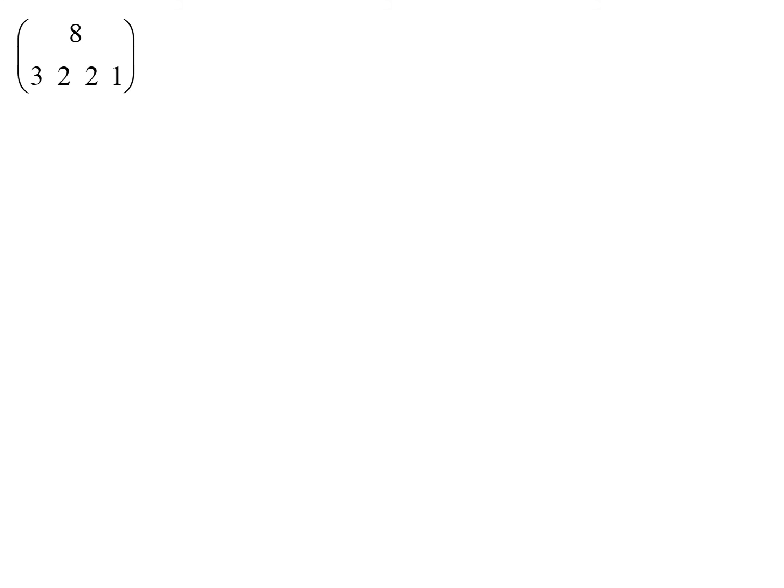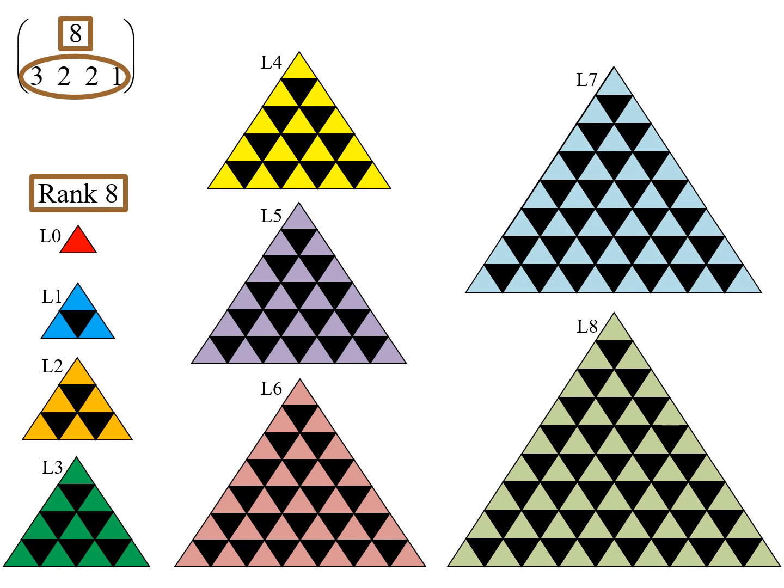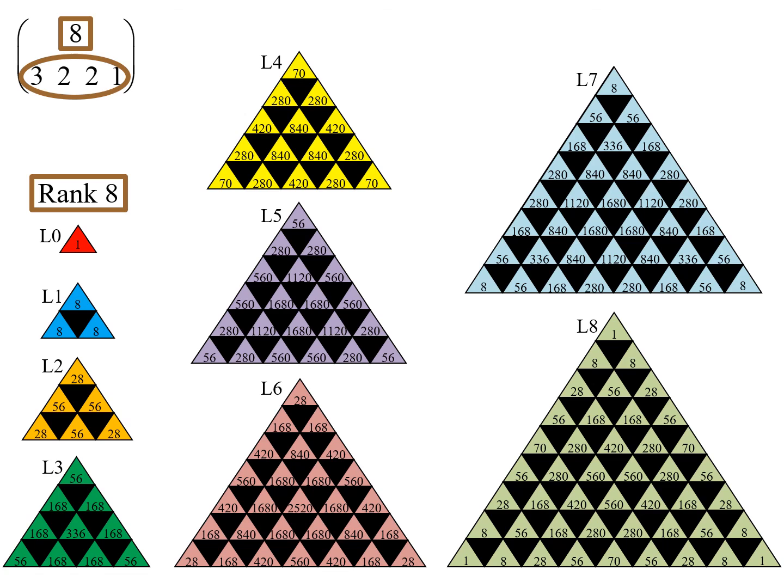Let's do this problem using Pascal's hypertetrahedron. Look at the 8. That's how many letters the word nonsense has. Notice that 8 is 3 plus 2 plus 2 plus 1. So go to rank 8 of Pascal's hypertetrahedron. There's rank 8. Let's fill in the numbers. Now look at the 3, 2, 2, 1 circled in brown. Select 3 of those numbers. I'm going to select the 3, 2, and 2. 3 plus 2 plus 2 is 7. That tells me to go to level 7.